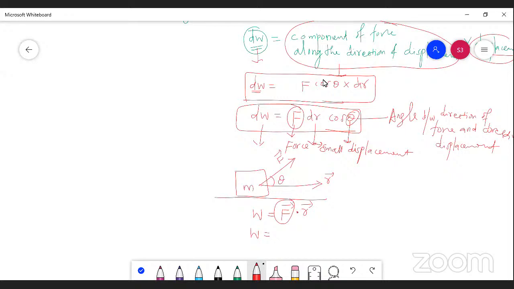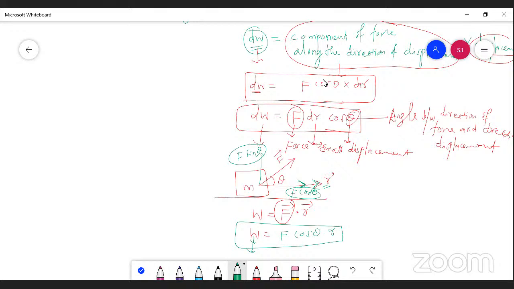The force is resolved into two components. One is F cos theta. The second component is F sin theta. The F sin theta component of force does not contribute to work because it is perpendicular to the direction of displacement. But the F cos theta component contributes to the work because it is acting along the direction of displacement. So work done by a force is measured by taking the product of the component of force along the direction of displacement and the displacement. So F cos theta into R. It is the expression to represent the total amount of work done by the constant force acting on your body.